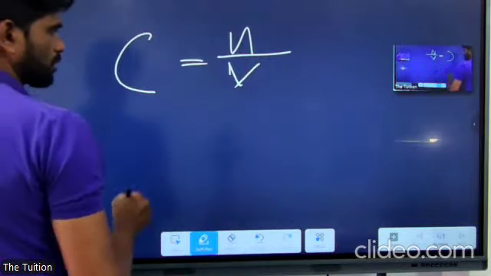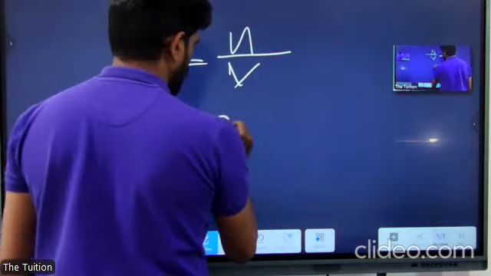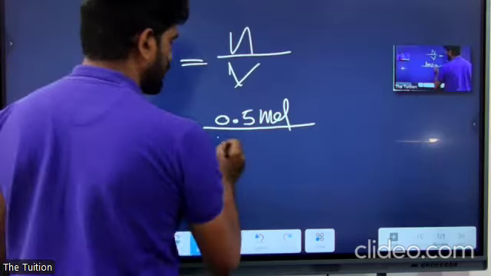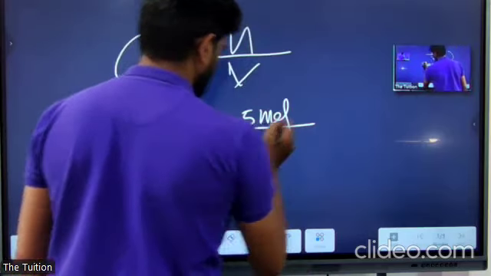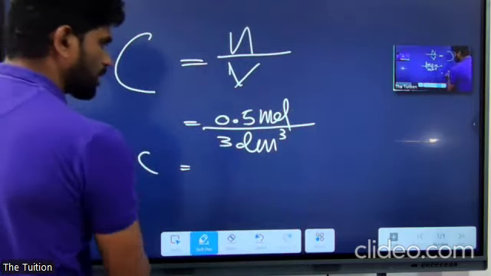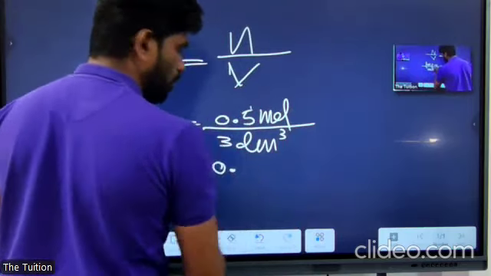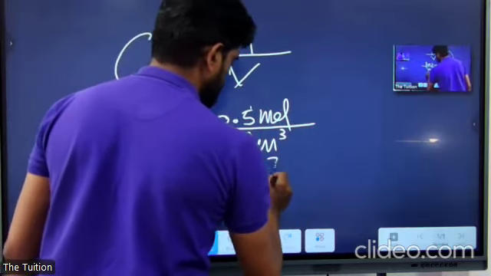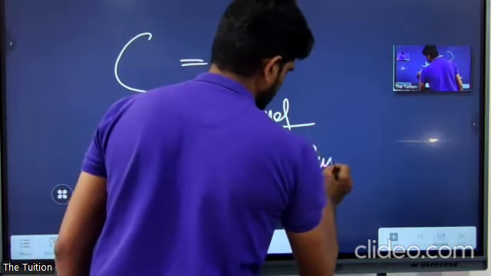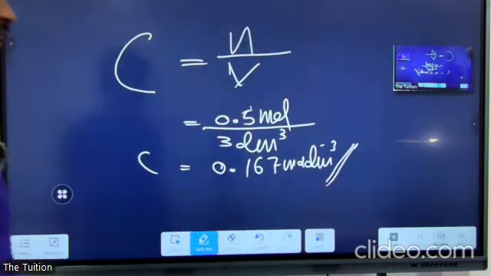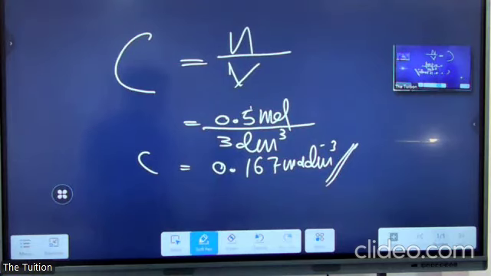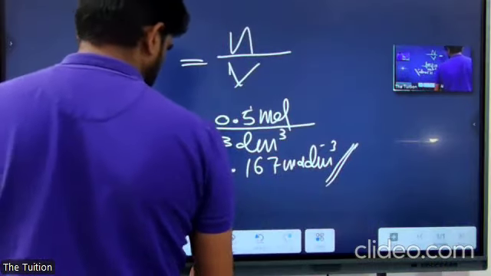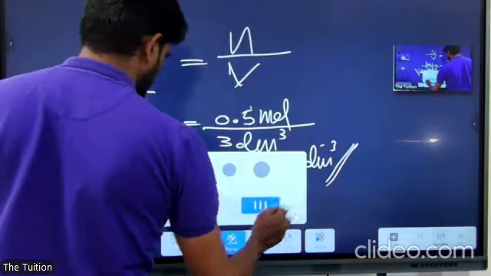I have given 0.5 mole, volume 3 cubic decimeter. What's the concentration C? 0.5 over 3 means 0.167 mole per cubic decimeter. This is the value. You can easily calculate the concentration. Okay? Let's look at another one, right?